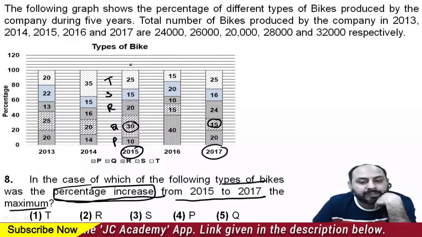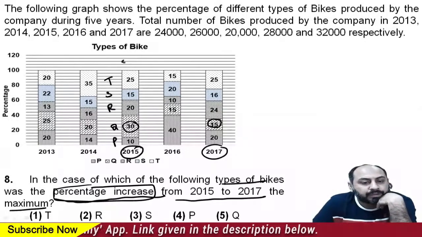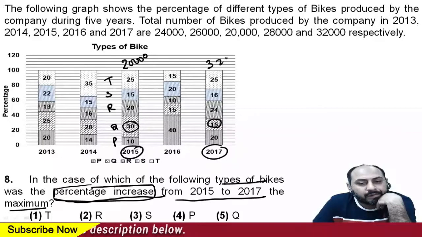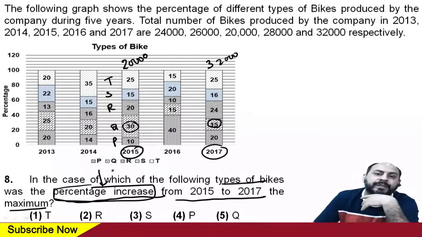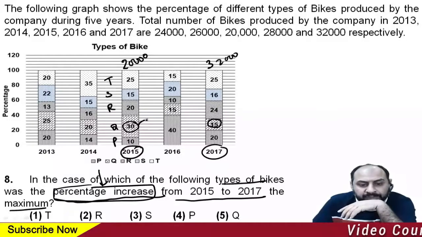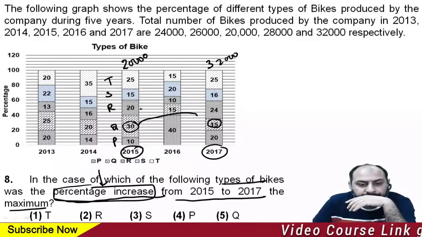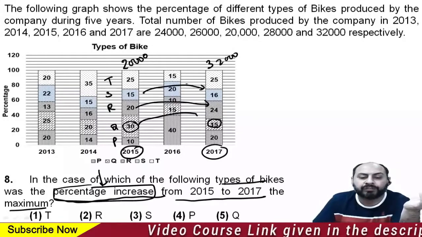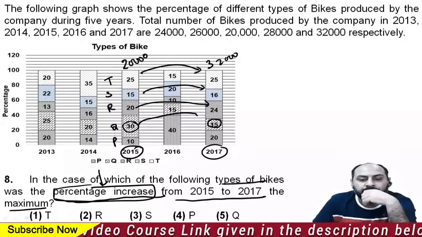Although you might be thinking that, sir, this is 20,000 and this is 32,000. Point taken. But since you're comparing only the percentage increase, we can directly compare the percentages, right? So Q is basically nothing but it is degrowing, right? R is again not a significant increase. S is a meager increase of say 1 by 15. T, there is no increase.